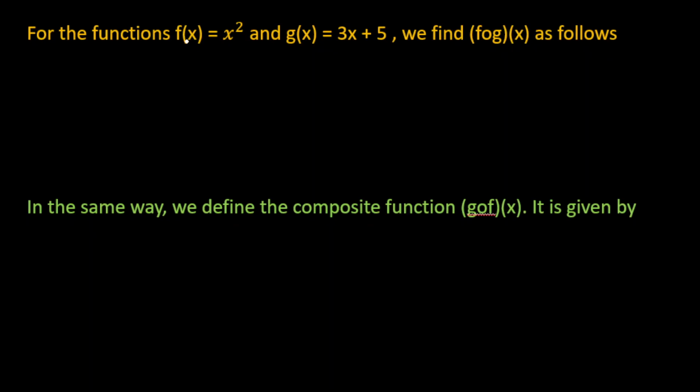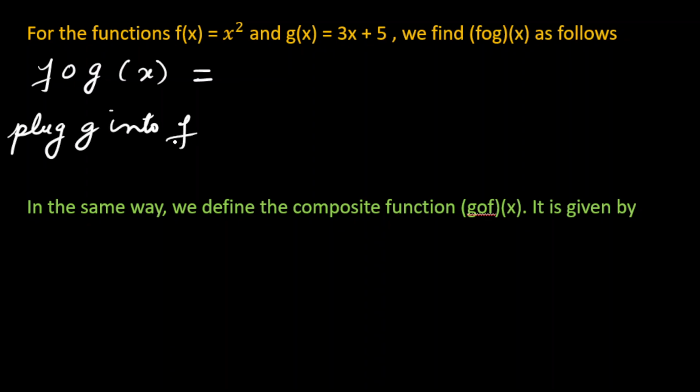For the functions f(x) = x square and g(x) = 3x plus 5, we define f of g of x as follows. So how to solve it? How to find its value? You just have to remember, when we are finding f of g, we have to plug g into f. So how to do this? First of all, we can write it as f of g(x).